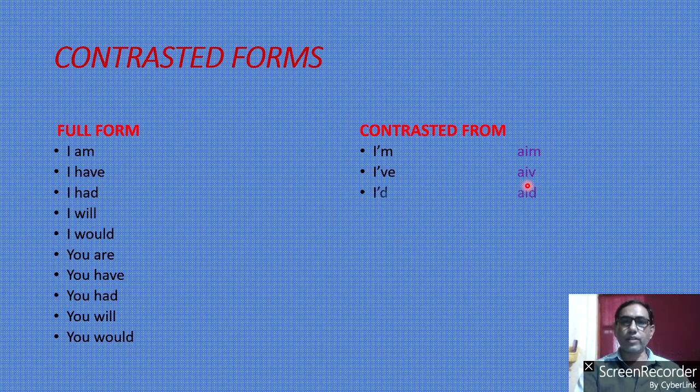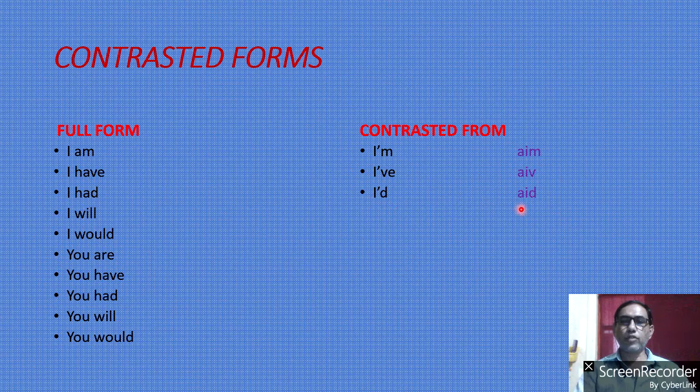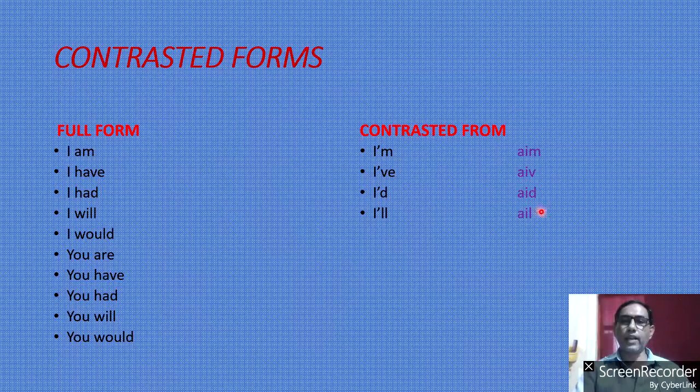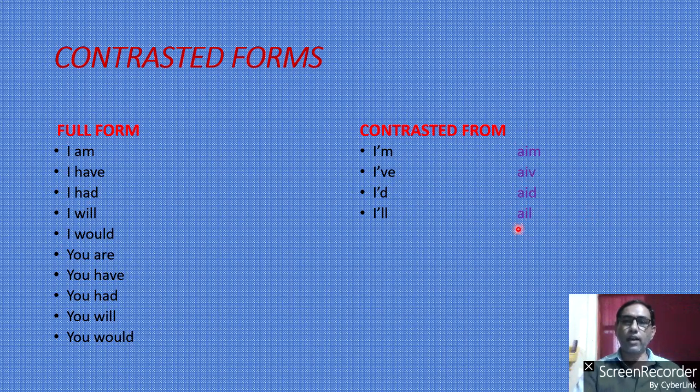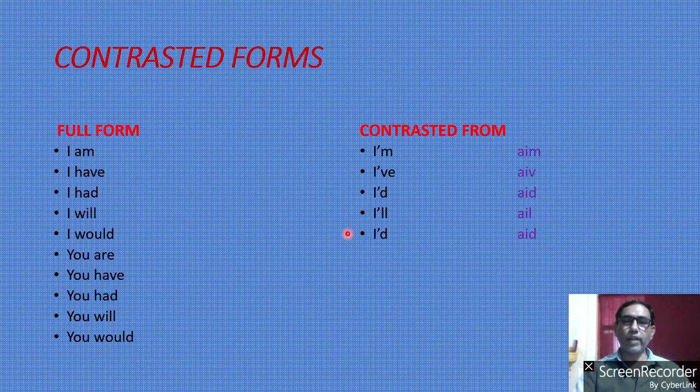Next, I had. Its contracted form is I apostrophe d. Its pronunciation is I'd. Next, I will. Its contracted form is I apostrophe ll. Its pronunciation is I'll. This is the pronunciation. Next, I would. For I would also, we have to write I apostrophe d. Here, I had is also written I apostrophe d. The pronunciation is also I'd.